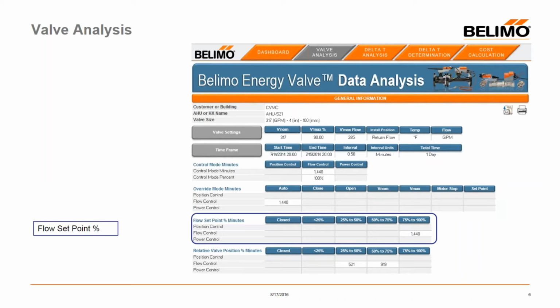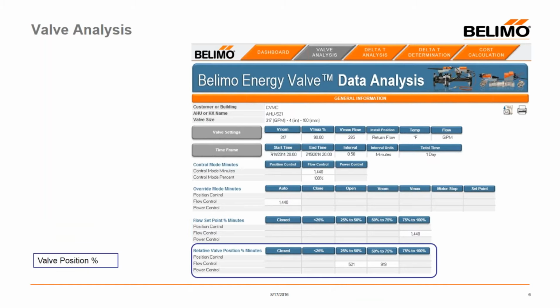Flow set point percent in minutes, we also do that by type of control. So if you were operating in the 3 different controls trying to compare data, this particular one would tell you by control mode what percentage of where the set point was in minutes. And as you can see, for the entire time of 1,440 minutes, the DDC control signal was 75 to 100% open. The next position down is relative valve position in minutes, again by the 3 different modes. And this is just telling you what position the valve is in during the period of time of the data set.